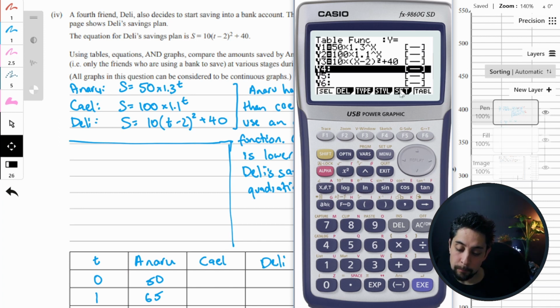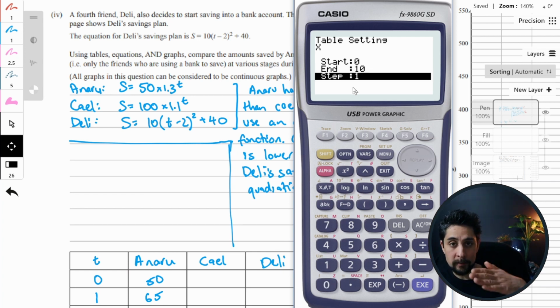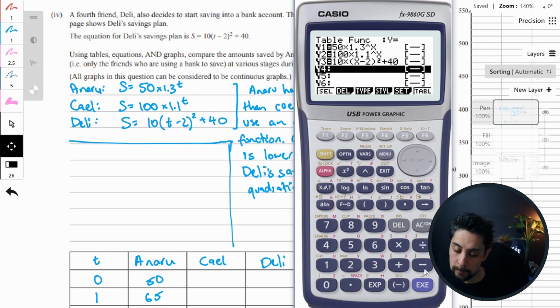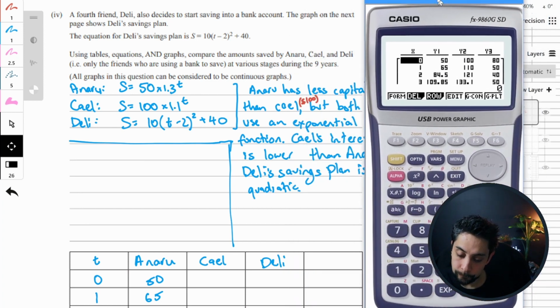So let's go back and press the set button. Now the set button is above F5, so press F5. We're going to start at year 0 and we're going to end at year 10. The step will be 1, so that's stepping up in 1 year intervals instead of half year intervals. And we press table, and there is all of our details.